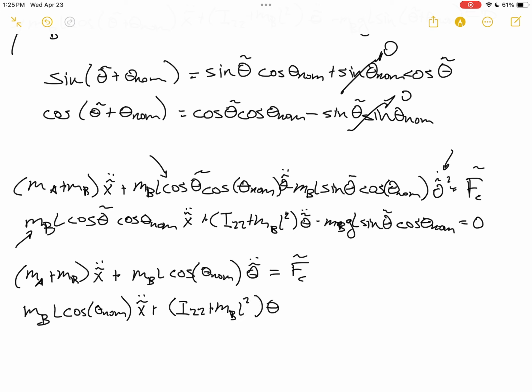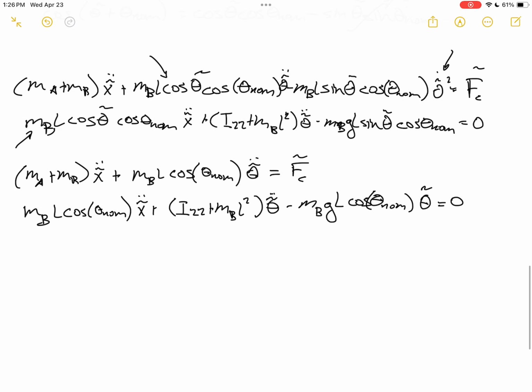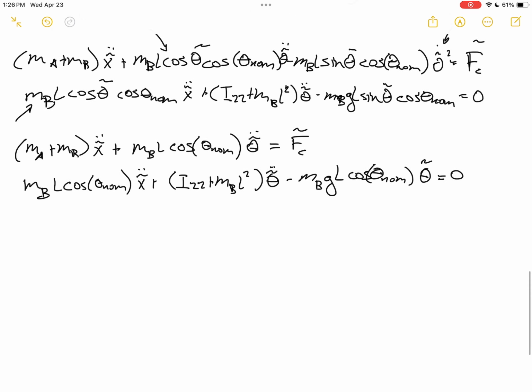And then the minus m_b g l sine theta tilde. The sine theta tilde will linearize to just theta tilde. So we're looking at m_b times g times l times cosine of theta nominal, which is a constant, times theta tilde, equals 0. So we have a set of linear second order differential equations here that are the linear approximation for the inverted pendulum on a cart.